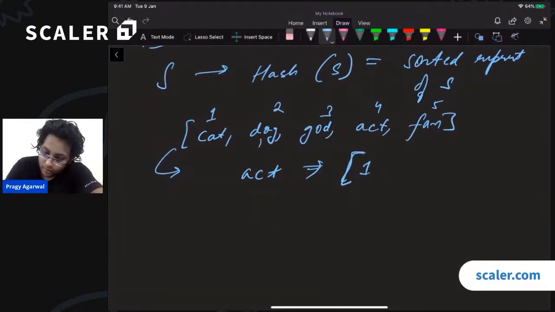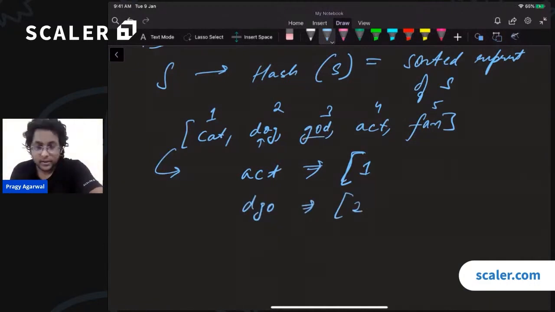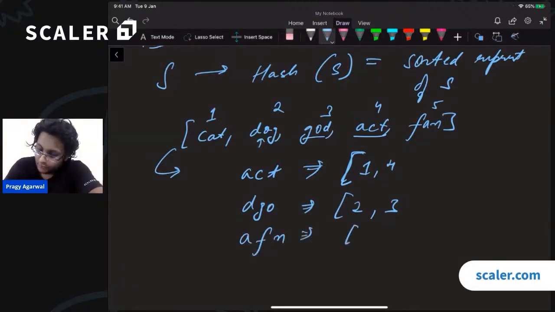Next, I will move on to dog. What is the sorted value of dog? That is DGO. So for DGO, I will store 2. Then I will come to god. The sorted value of god is also DGO. So for DGO, I will also store 3. Then I'll come to act. The sorted value of act is just act, so I will also store 4 over here. Finally, I will come to fan. The sorted value of fan is AFN. So for AFN, I will store 5. And that will give us our correct answer.